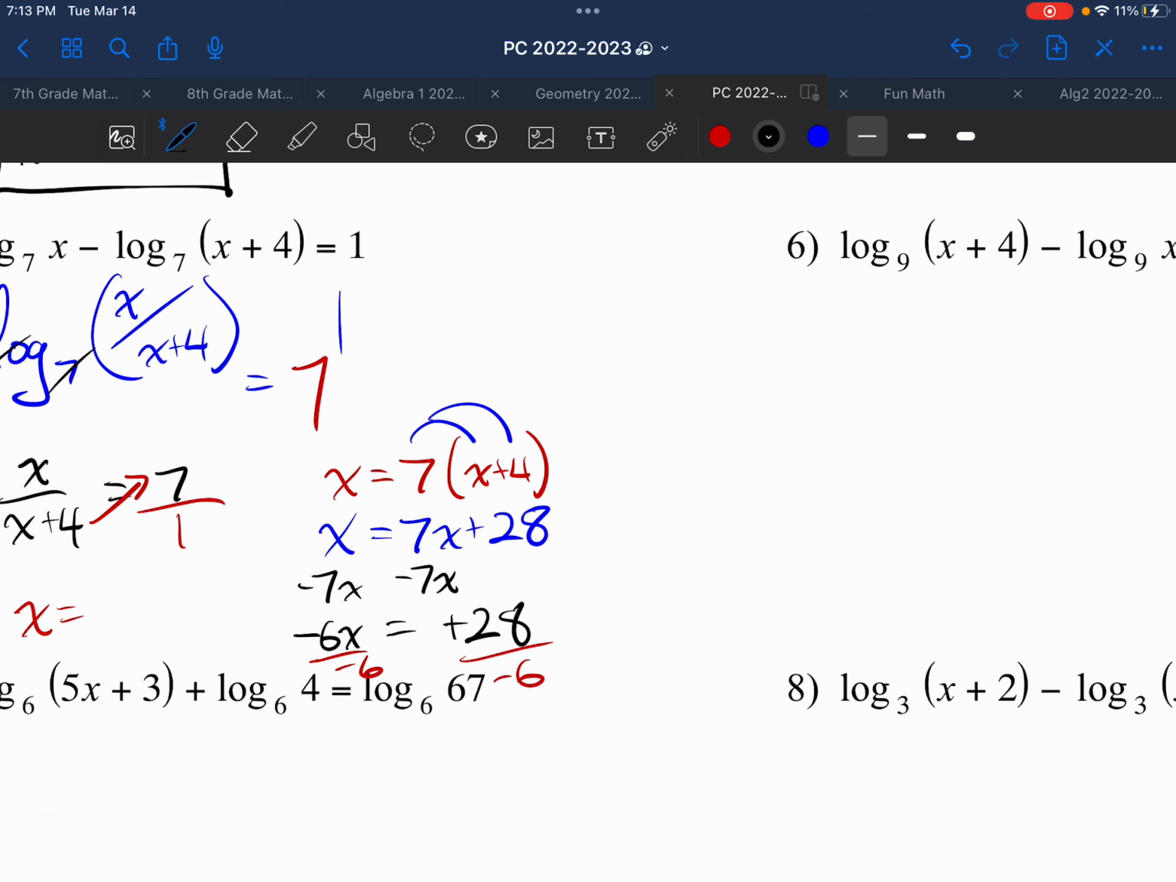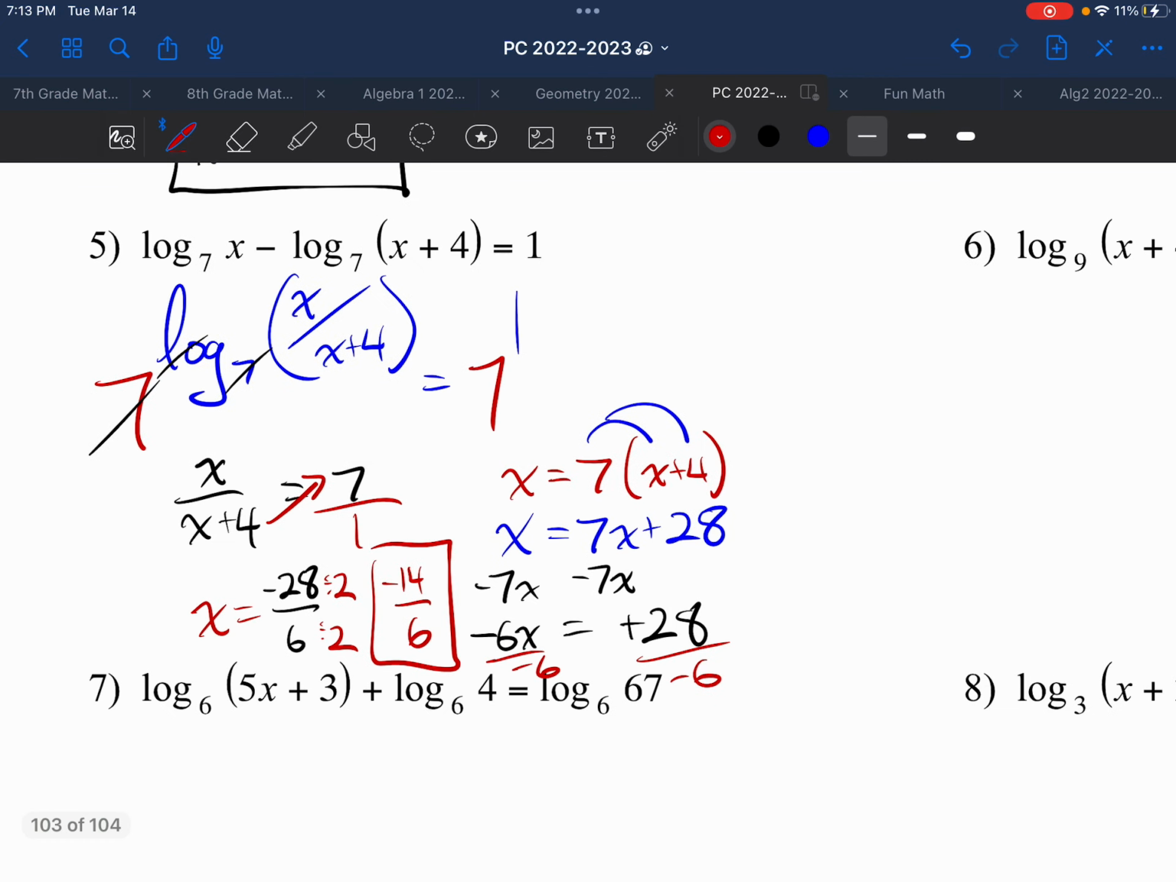That means that I have a negative 28 over a positive 6. Again, I'm going to still divide the top and bottom by 2, and I get negative 14 over 6, which is the answer, right? You're right, but here's the problem, and it's something that I didn't mention in the notes.